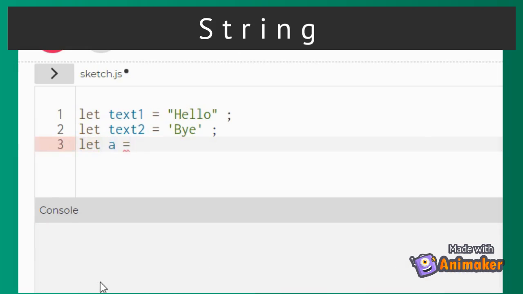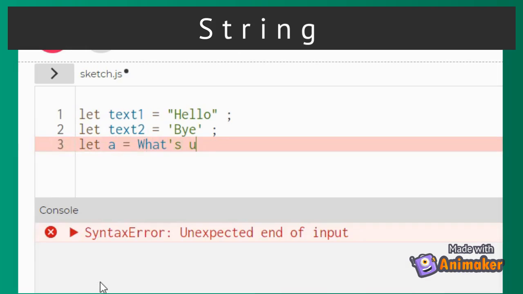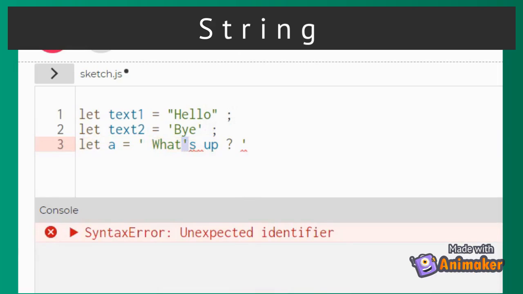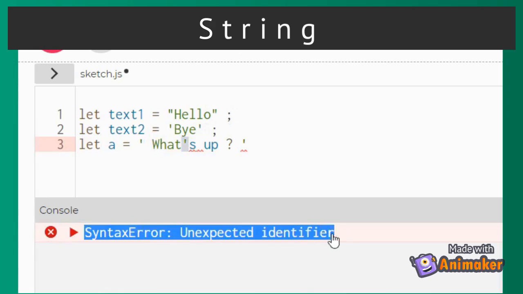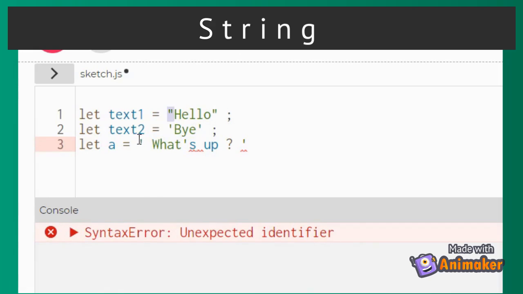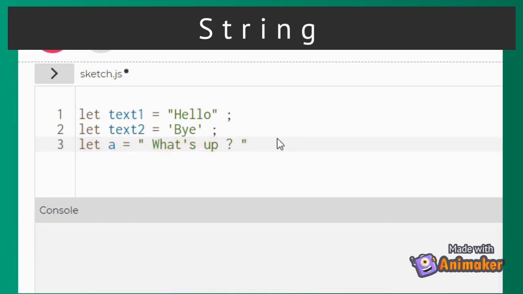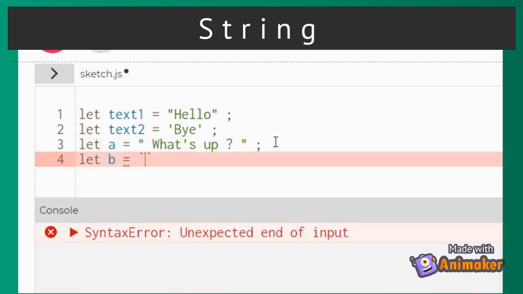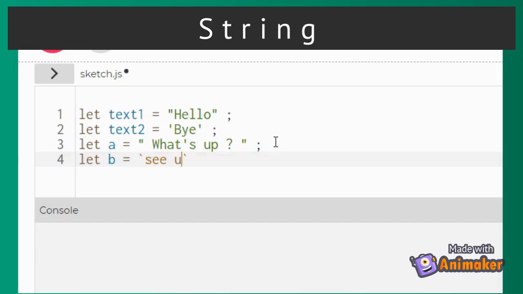For example, let a equals "what's up". This is a string, so I need to put it inside quotes, and I cannot use single quotes over here, because it is already present in the text I need to store. So it will throw an error if I try to use single quotes. So instead I will surround the string with double quotes. Backticks are template literals. We will study these in detail later on. As of now, you can use these for writing multi-line strings.